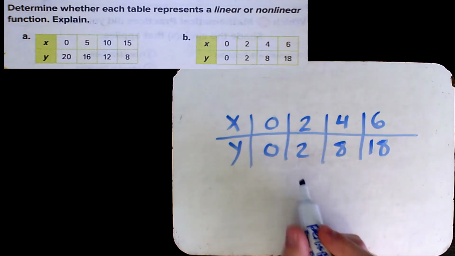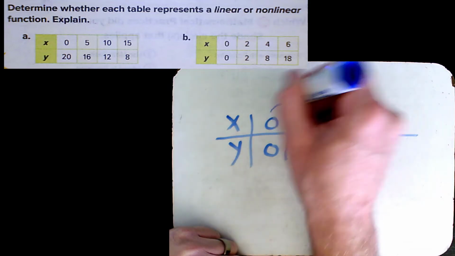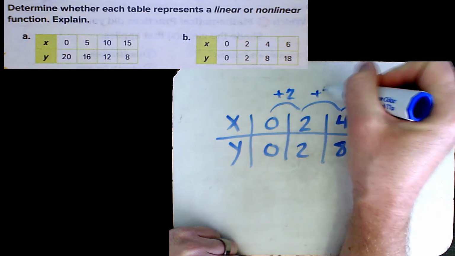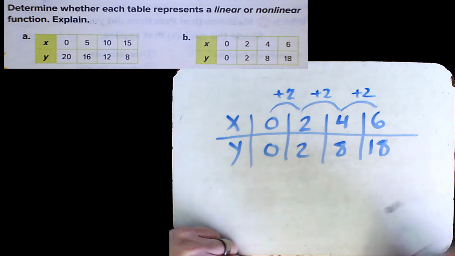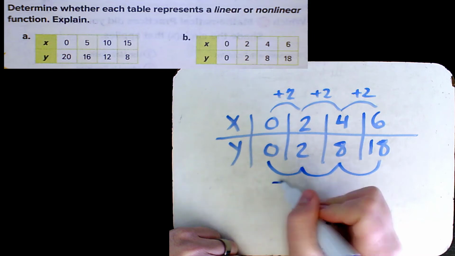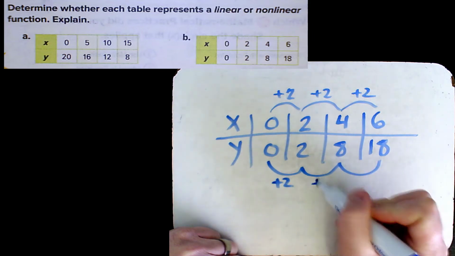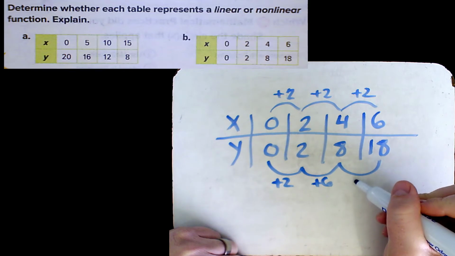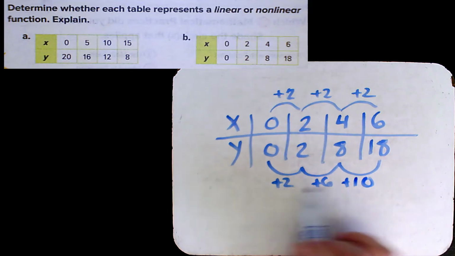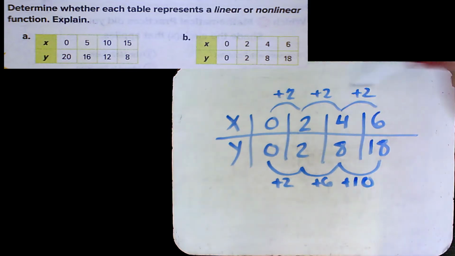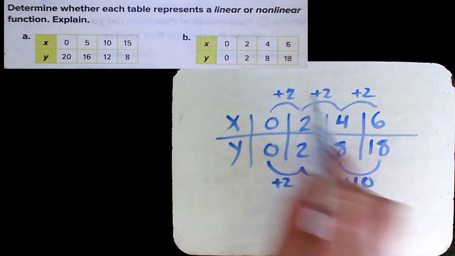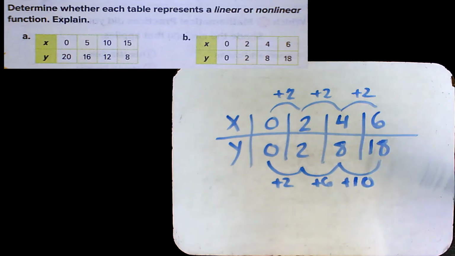So here I've written B, and let's start by looking at our domain and seeing how much our change is. We'll see if it's a constant rate of change or not. So we've got plus 2, and plus 2. On my range, we've got plus 2 here, plus 6 here, and plus looks like 10 here. So you can see that my change in the range is not in accordance with my change in the domain. So I've got plus 2, plus 2, plus 2, plus 6, plus 2, plus 10.